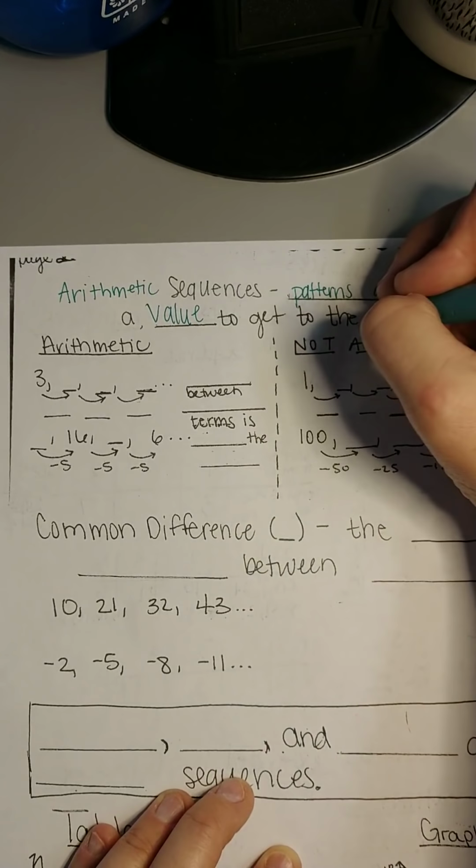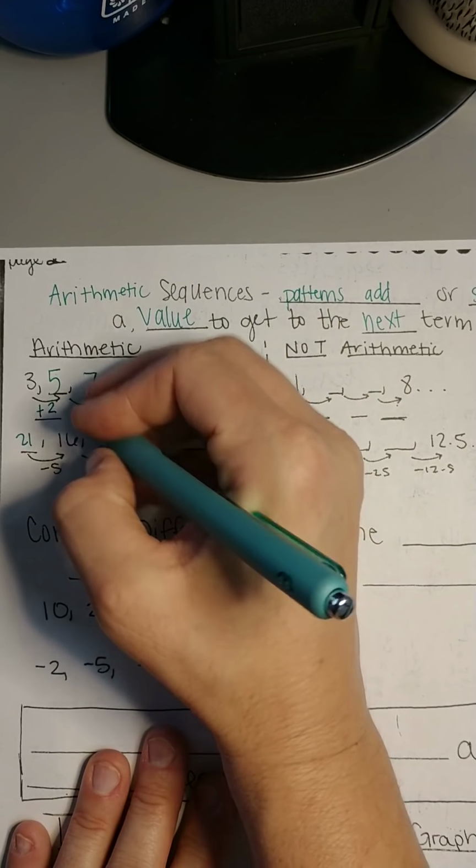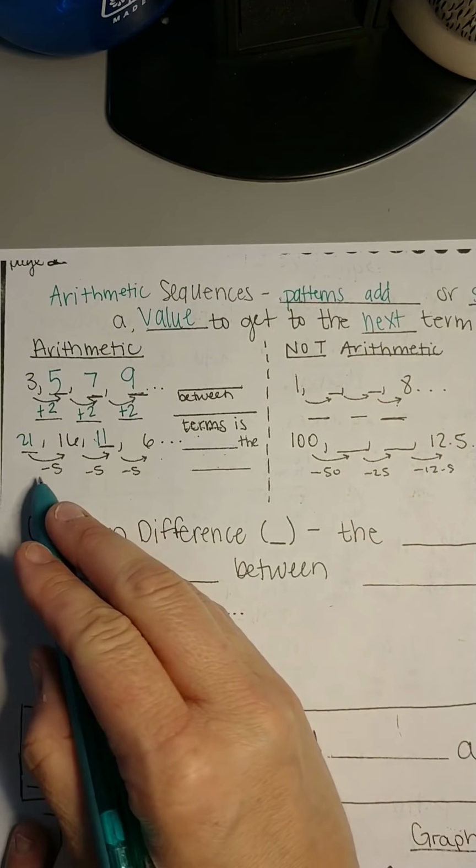In our arithmetic examples, our first sequence would be 3, 5, 7, 9. So we are adding 2 to each term to go from one to the next. In our second arithmetic example, we have 21, 16, 11, and 6. So you can see we're subtracting 5. Now how do I know it's arithmetic?